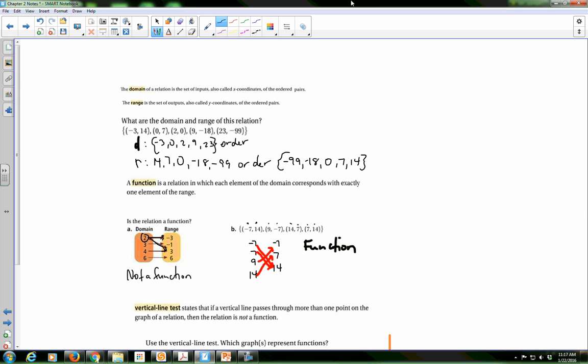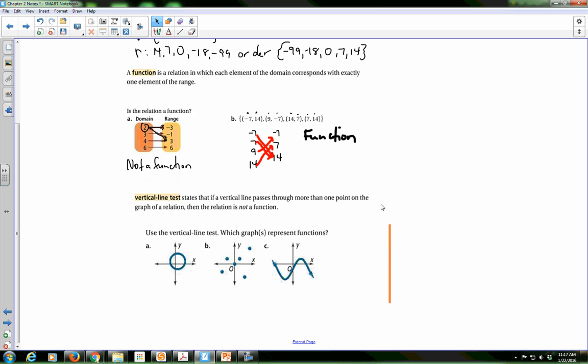All right, there's a little bit of an easier way using our graph to test for function or not function, and that's the vertical line test. So please write this down. Vertical line test states that if a vertical line passes through more than one point on the graph of a relation, then the relation is not a function. So you have to pass the vertical line test in order to be a function.